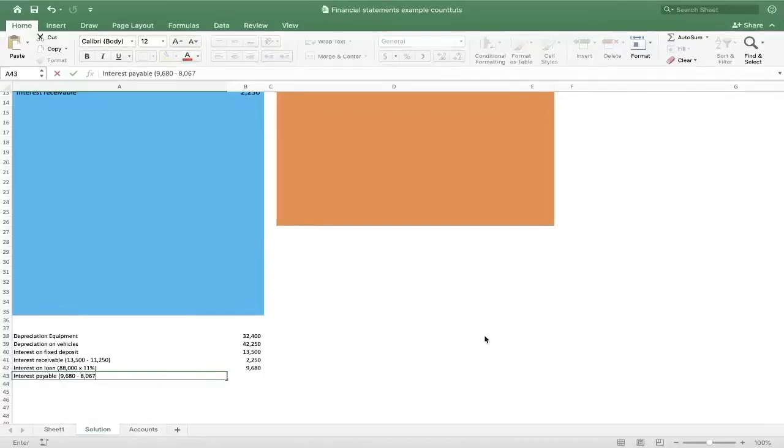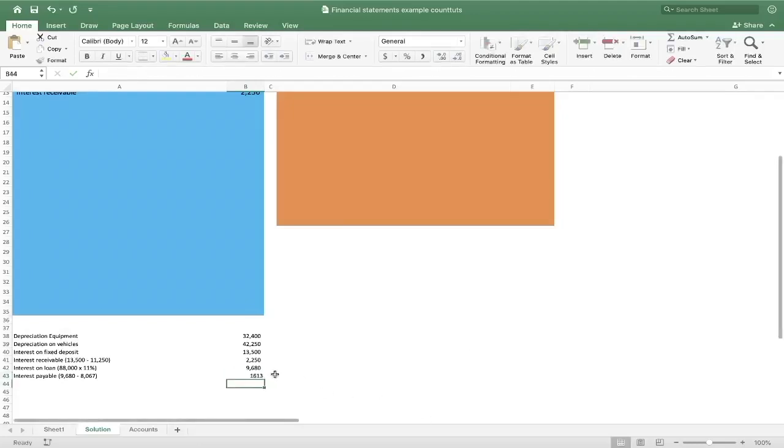Okay, and how much will that give us? Equals 9,680 minus 8,067, and there it has given us 1,613 Rand. Okay, so that means that we need to account for this.